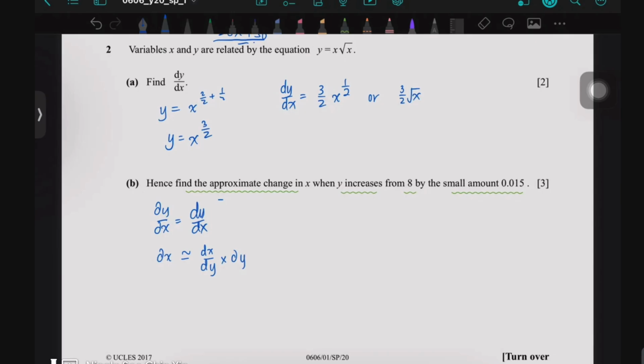Because y is going to have an increment. So first of all, my delta y is 0.015. Okay, what about my dy/dx? So we work out our dy/dx first. dy/dx is actually 3 over 2.